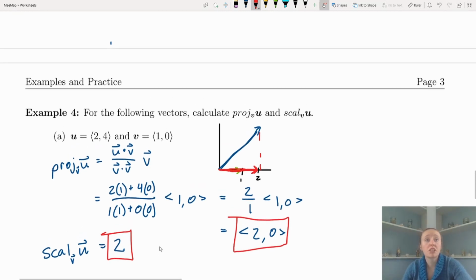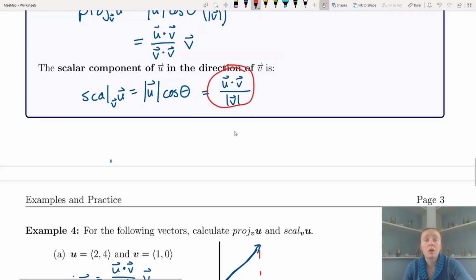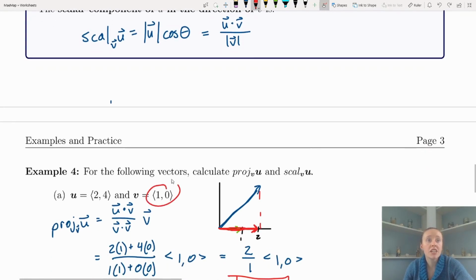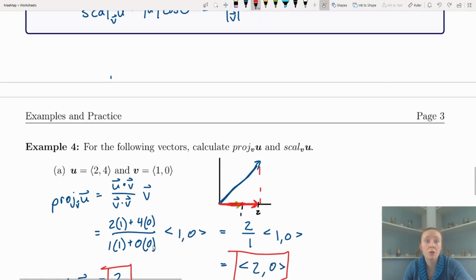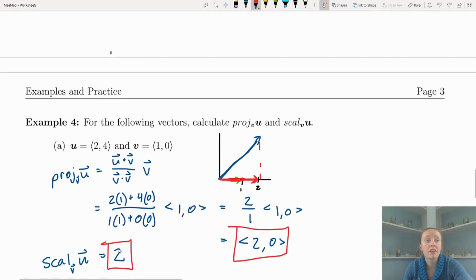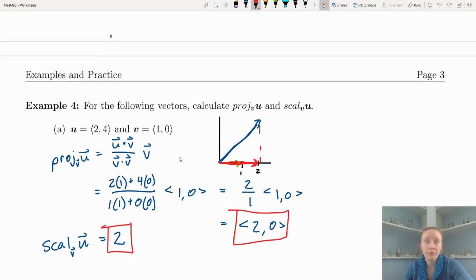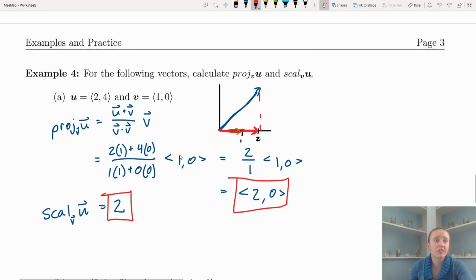Which, if you want to double check, what's u dot v over the magnitude of v? Well, v is a unit vector, so the magnitude of it is 1, and u dot v, remember, was 2, because 2 times 1 plus 4 times 0 was 2, and 2 divided by 1 gave us 2. And again, this one works out so nicely because v is a unit vector and it only has one non-zero component. Let's do one a little more difficult.